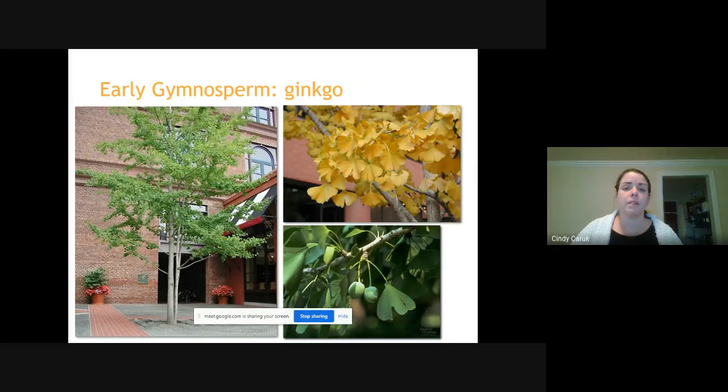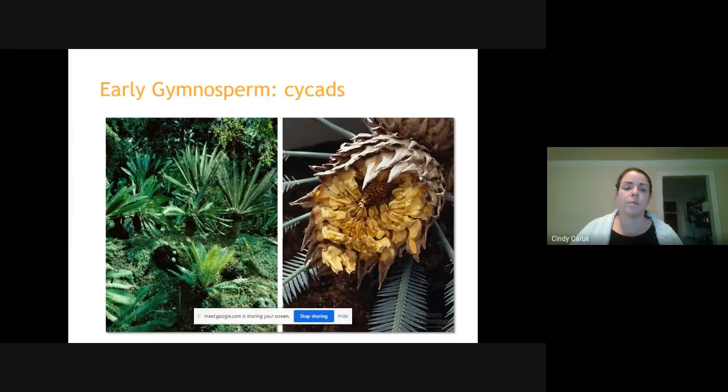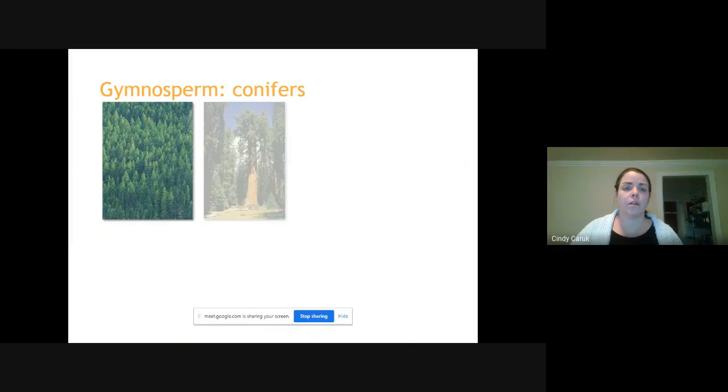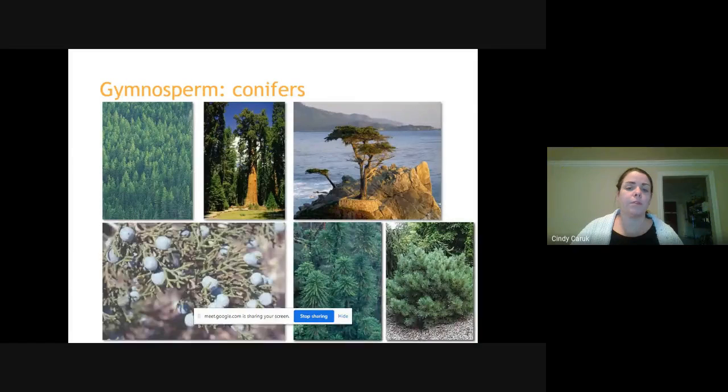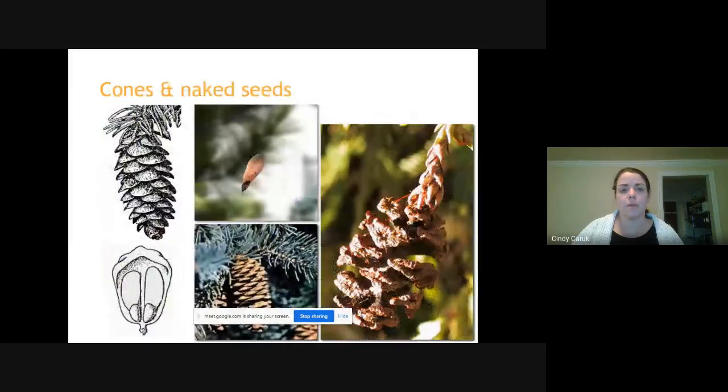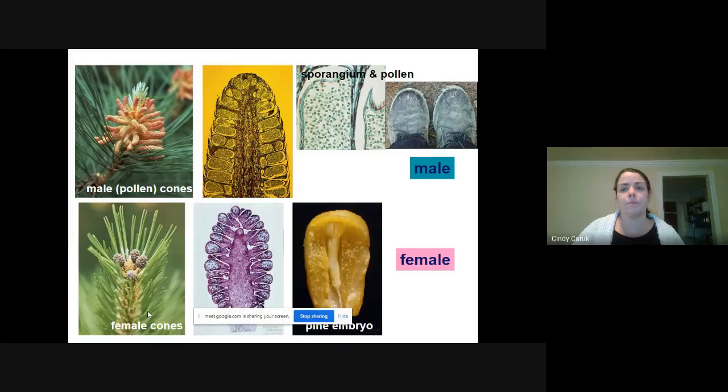Okay, this is ginkgo. And this is another one that we don't see much of in our area. And here's a number of different conifers. So again, there's a number of different types. So this is your cone, and the scales at the end of each is the seed. So that's why it's called a naked seed, right?